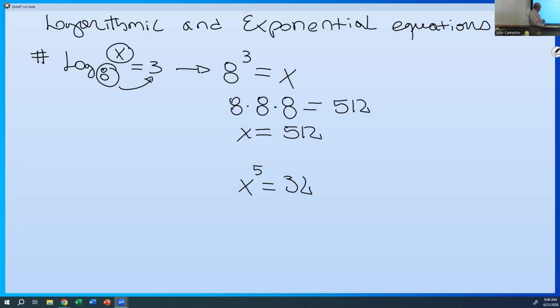Or they can also give you something like this. They can give you an 8. You don't know the exponent, but the answer is 1/64. So what is the only number you can write so that 8 to that power could be 1/64? To what power do you need to raise 8 to be equal to 1/64?